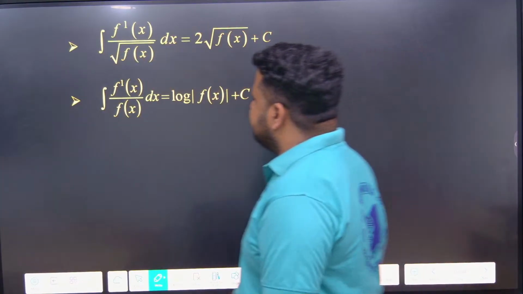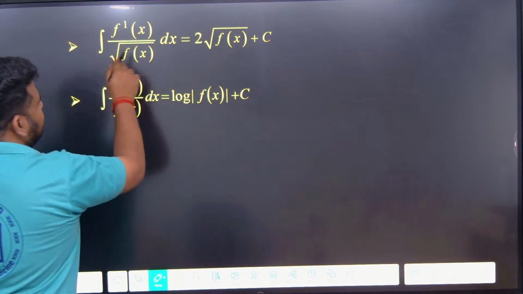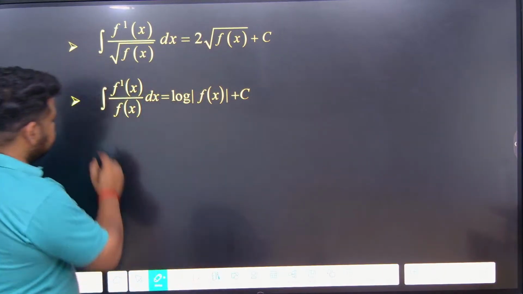Now, if we have integration of f dash of x by square root of f of x, first remember this one.